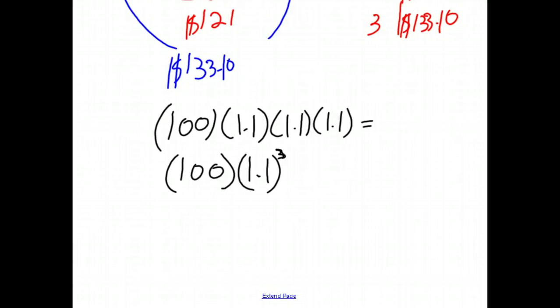Notice that our $100 was our principal, that our 1.1 was our rate, which was 10%, but we added 1 to it so we could keep finding out how much money we actually had in the bank, not just how much money we're adding to our balance. And finally, our 3 was the number of years or our time.